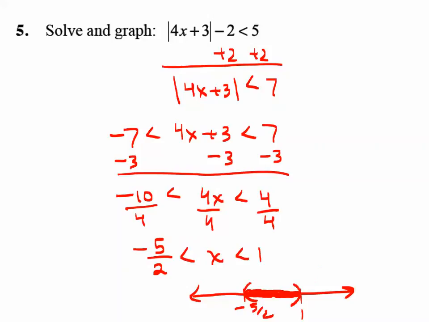Writing this in interval notation. What would that look like? And again, very similar to the graph. It would be a -5/2, comma, 1. Interval notation and the graph are very, very similar. Okay, with that, now let's start number 6.